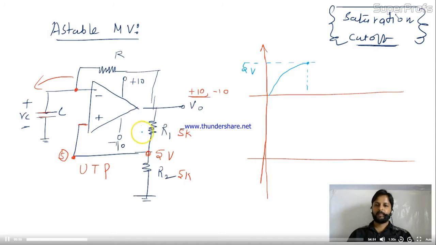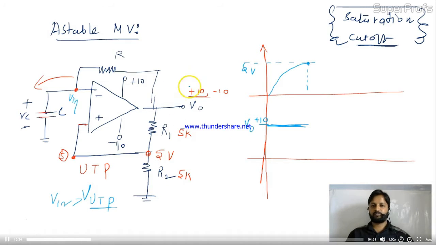See, when it becomes 5 volt, suppose your output is V saturation, meaning plus 10. Perfectly fine. If your output is plus 10, your capacitor will charge up to 5 volt. Once the capacitor reaches 5 volt, the condition becomes V in greater than UTP, the upper threshold point. Then suddenly your output will drop to -10.